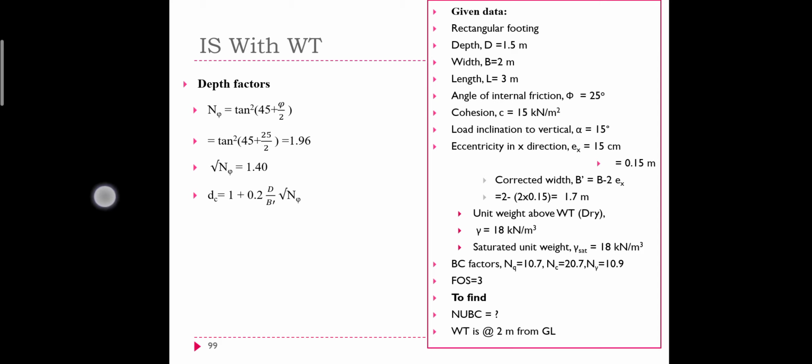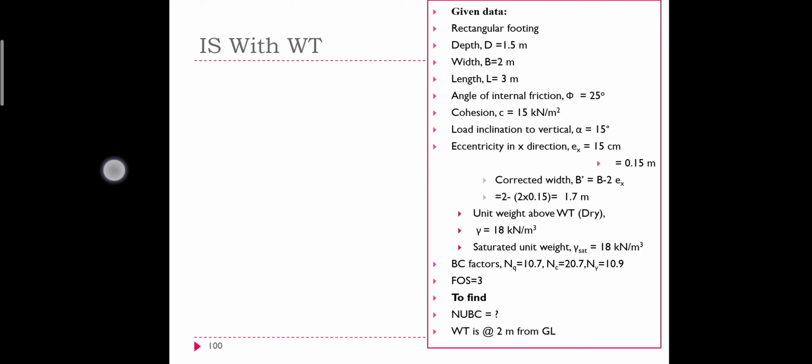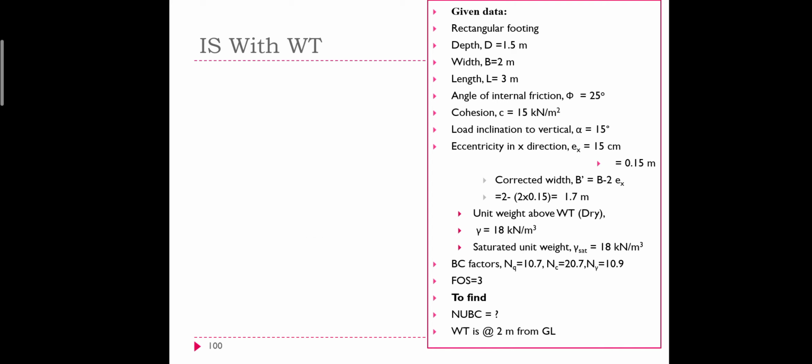So we have the formula Dc is equal to 1 plus 0.2 D by B dash square root of N phi. So 1 plus 0.2 into depth 1.5 into square root of N phi 1.40 divided by B dash, which is 1.7. And Dq and D gamma have the same formula, 1 plus 0.1 D by B dash square root of N phi, so 1 plus 0.1 into 1.5 into 1.40 divided by B dash 1.7, which is 1.12. Sorry, that is for Dq and D gamma.